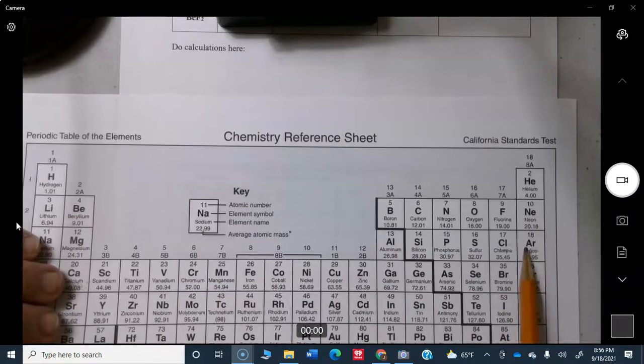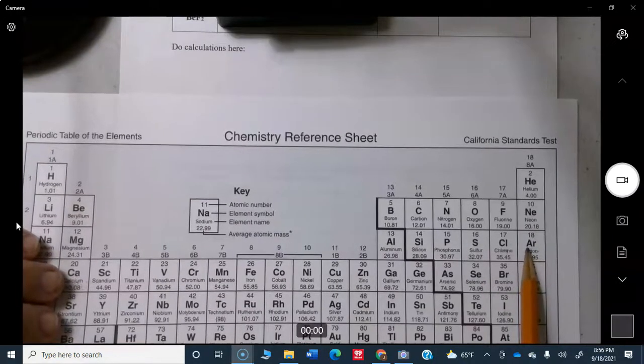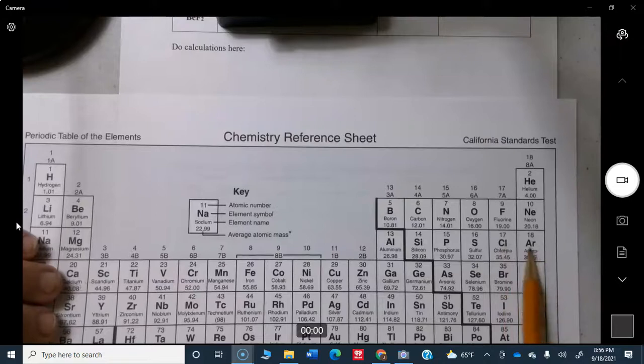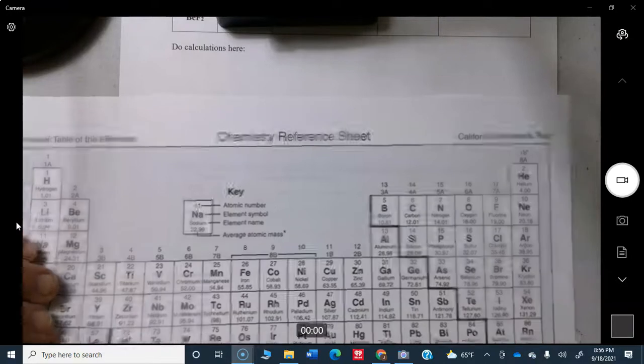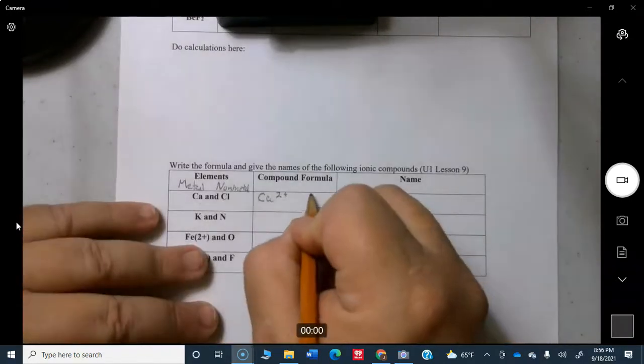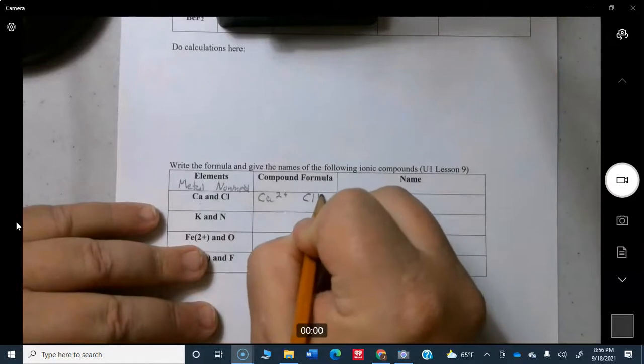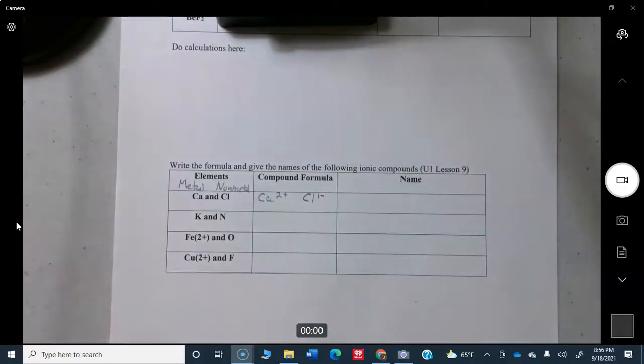So that means it's going to be a -1 anion, a negatively charged ion. -1 because it gains 1 more electron. It has 1 more electron than proton once it gains that electron. So it's going to be Cl1-. Okay, so an ionic compound has to be charge balanced.